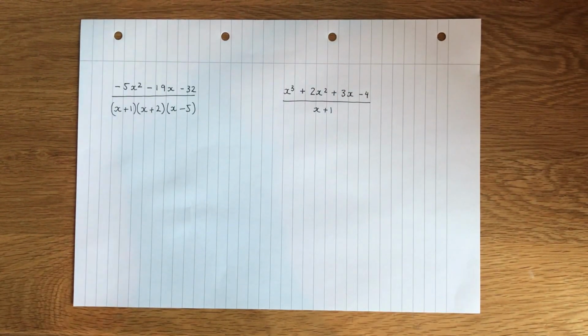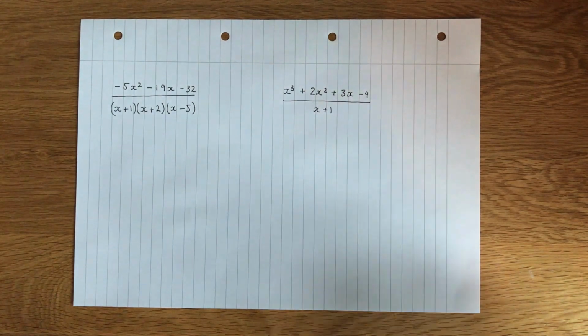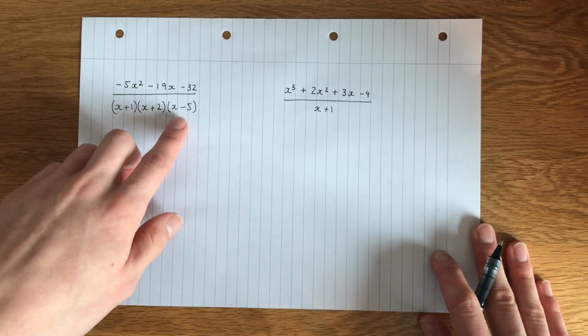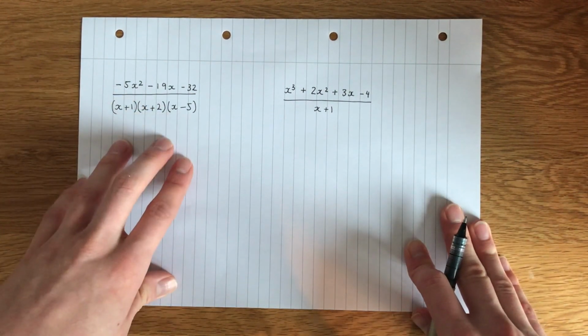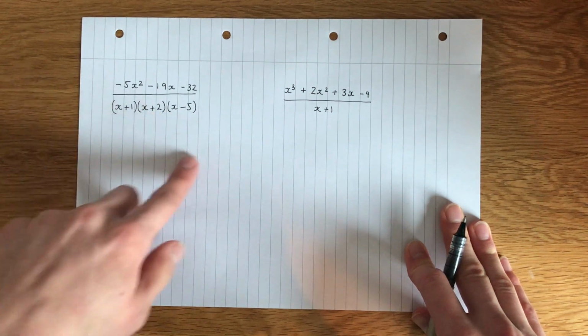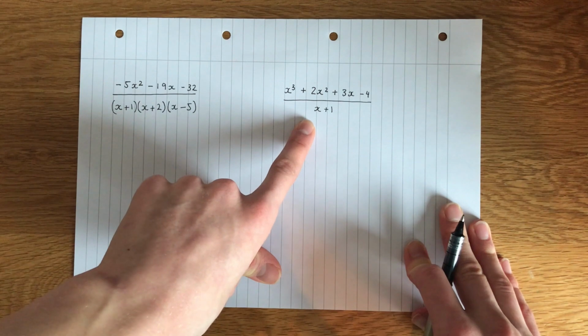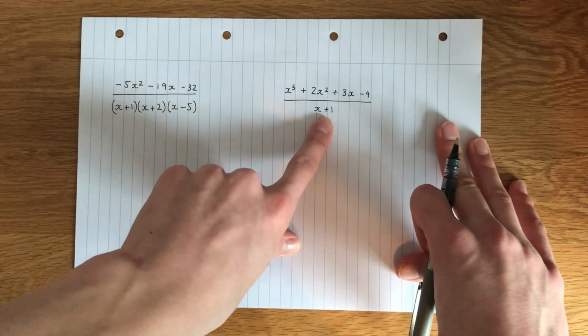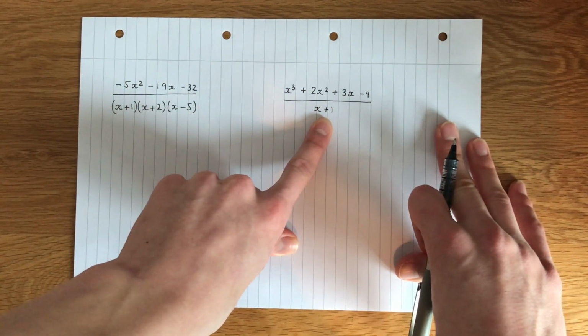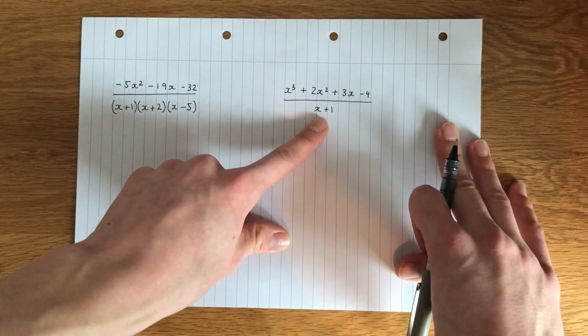Other types of questions you might find yourself being asked are ones such as this with more than two factors on the bottom. Now, this is just the same as if you had just two. All you have to do is add in more unknowns. And questions like this, where the fraction is improper, before you try and split it into partial fractions, you'll have to perform algebraic division, which I have a video on as well.